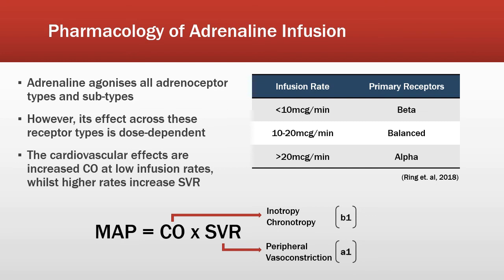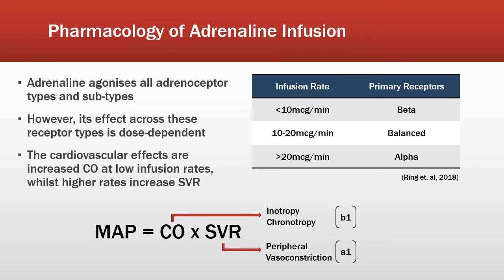Now, adrenaline's where we really want to go with this. Our infusion of adrenaline is going to be beneficial on a number of fronts. Firstly, it agonizes all the adrenoceptor types and subtypes. So we're getting all our beta effects, we're getting our alpha effects, we're getting bronchodilation, and everything's happening all at once. But when we look at our beta 1, so our heart, and our alpha 1, which is our vessels, we find that its effects on those subtypes is very dose dependent.